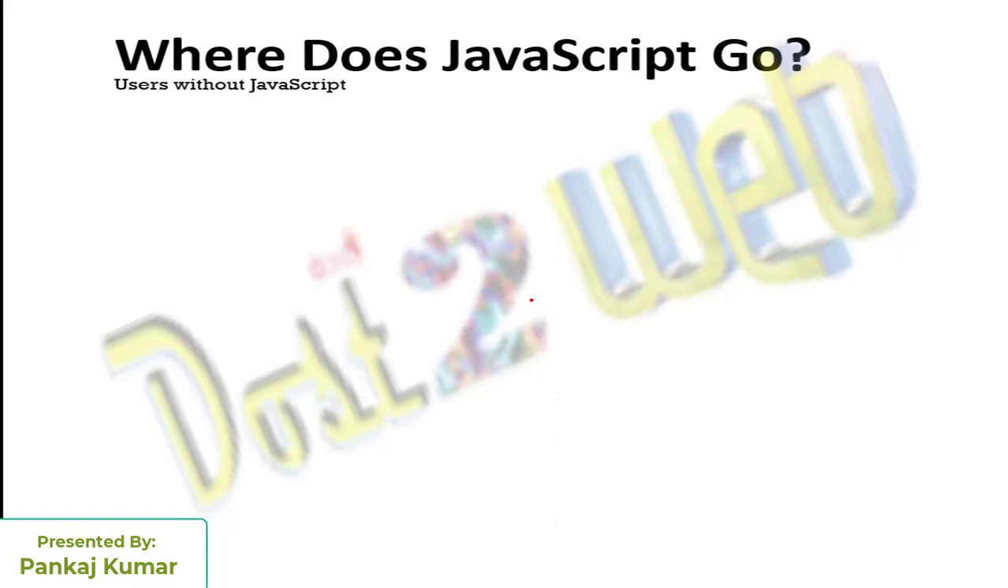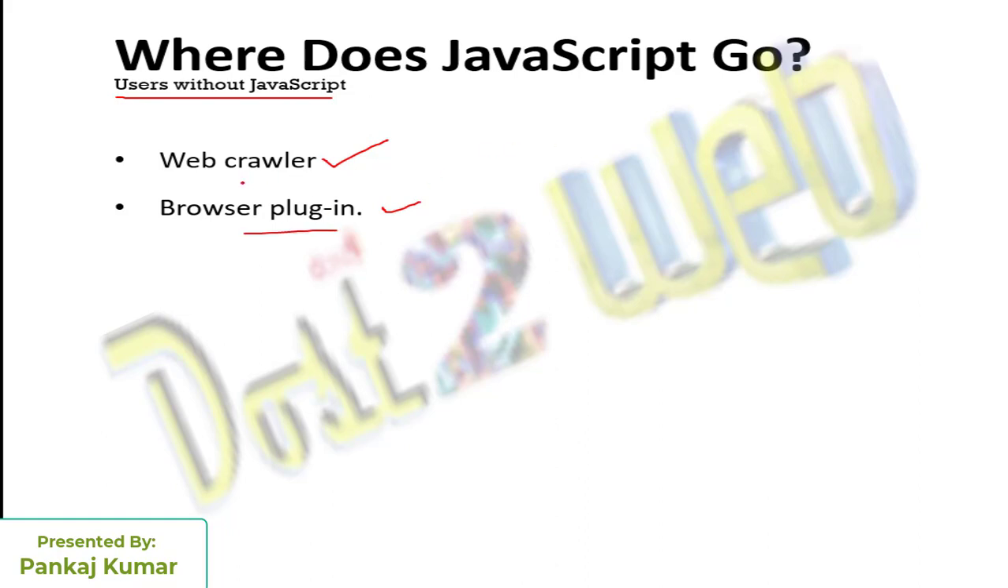Now, users without JavaScript, like web crawlers. What is a web crawler? It is actually used by Google. Then you will be using browser plugins. That means you are not writing the code and executing it, it is already embedded in that, so that's why we mentioned users without JavaScript. That means we are not running it from our machine, it's already added, like browser plugins and web crawlers.